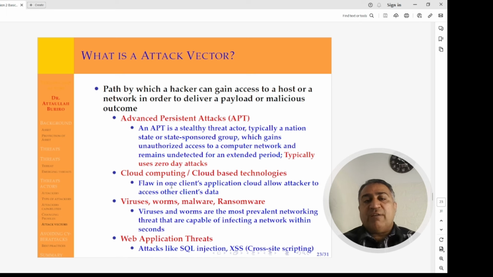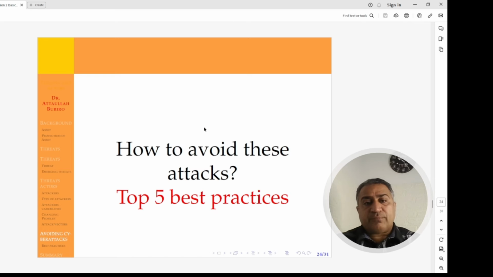Or imagine you are downloading a file, and who will check whether that file is benign or malware? This is also an emerging attack vector. Viruses and worms are the most prevalent networking threats, capable of infecting a network within seconds, very quick. Then we have web application threats like SQL injection and cross-site scripting. These are attack vectors, and there could be many more that an attacker could exploit to reach your network and your resources.